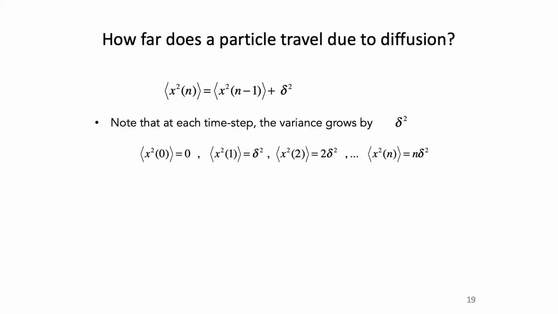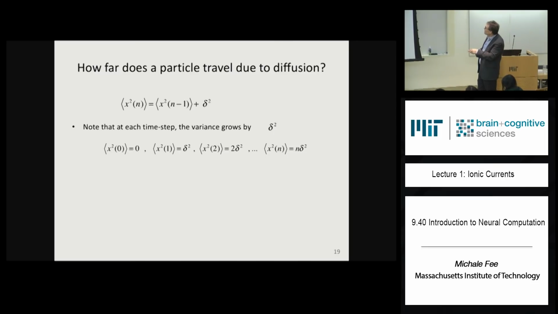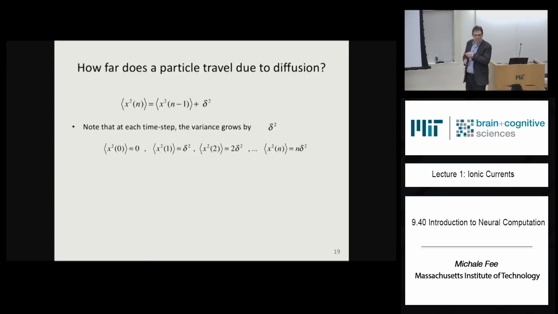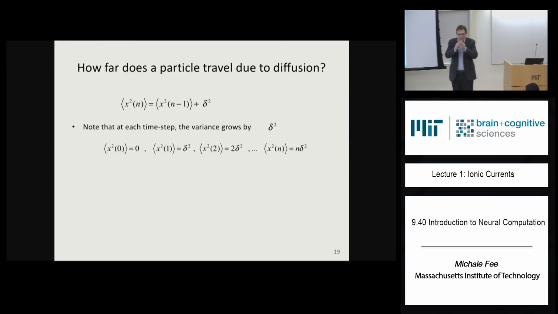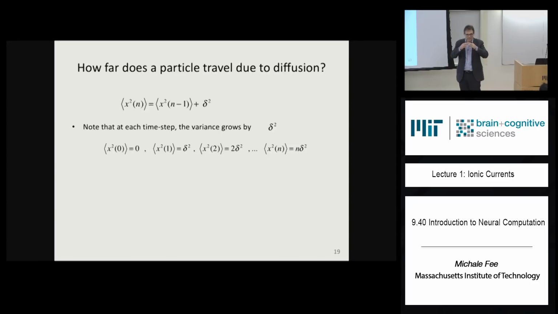Okay, so if the variance at time step 0 is 0, that means they're all lined up at the origin. One time step later, the variance will be delta squared. The next time step, it will be 2 delta squared. The next time step, dot, dot, dot. Up at some time step n, it will be n times delta squared. So you see what's happening? The variance of this distribution is growing linearly. Yeah?